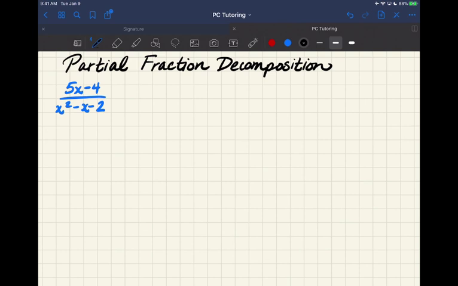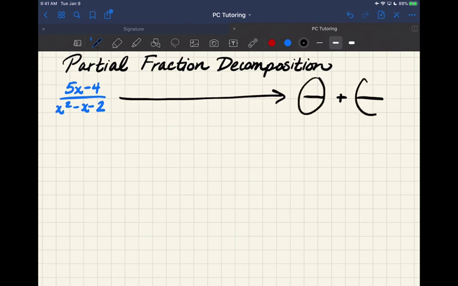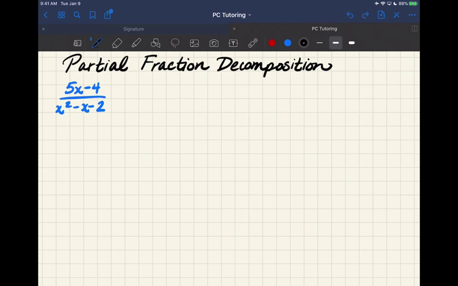Now you're ready for your first example of partial fraction decomposition. Here our example is 5x minus 4 over x squared minus x minus 2. Keep in mind, when you do partial fraction decomposition, you're trying to break this apart. You basically know when you're done when you have two fractions added or subtracted together. Hopefully you understand every little piece until the end. Remember, we're keeping it apart.